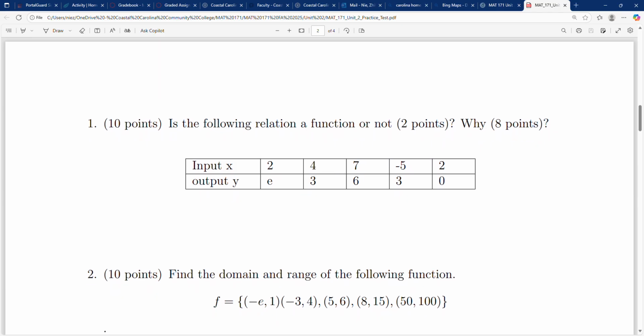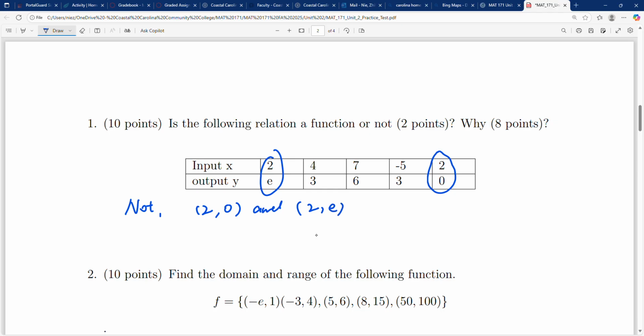Why? So you see here, when you answer it, you need to say yes or no, and then answer why. Why is more important. So this one is not a function. Why? Because of this point and this point. Right, so here you have those 2 points.